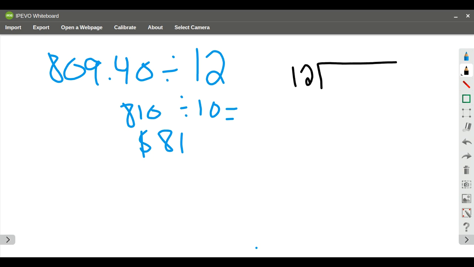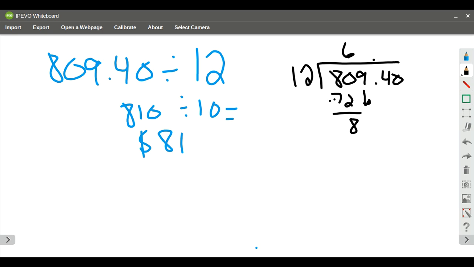So 12 goes outside the box, 809.40 goes inside the box. The first step that we do when we're dividing by a whole number is we bring the decimal straight up and we place it right above where the decimal is in the dividend, and then we start our division process. So 12 goes into 80, not 7 times, 6 times. 12 times 6 is going to be 72. I'm going to subtract. I have 8 left over.